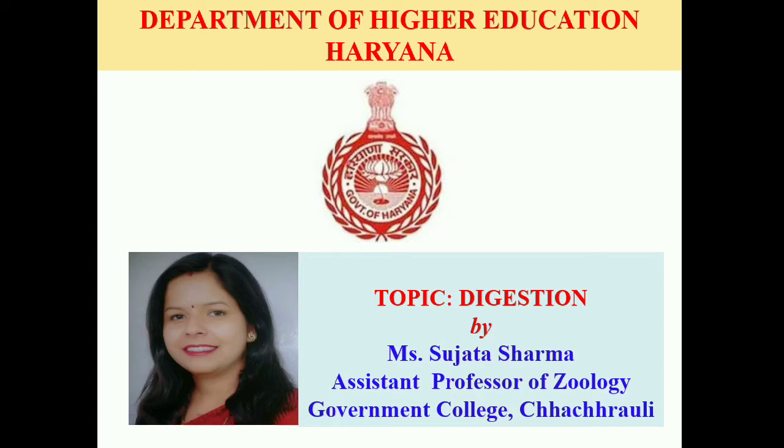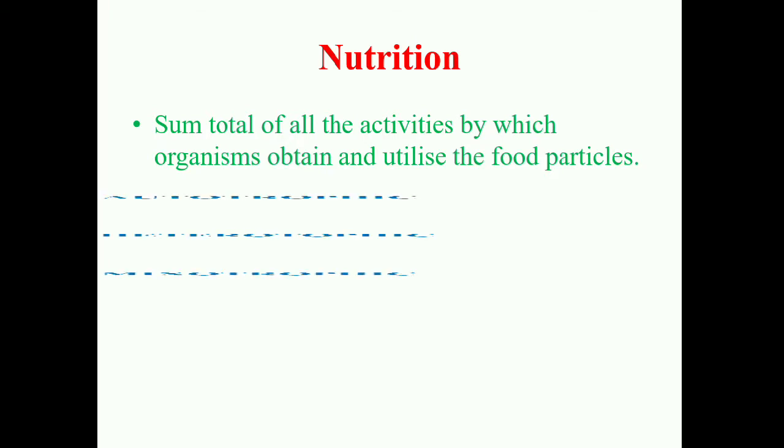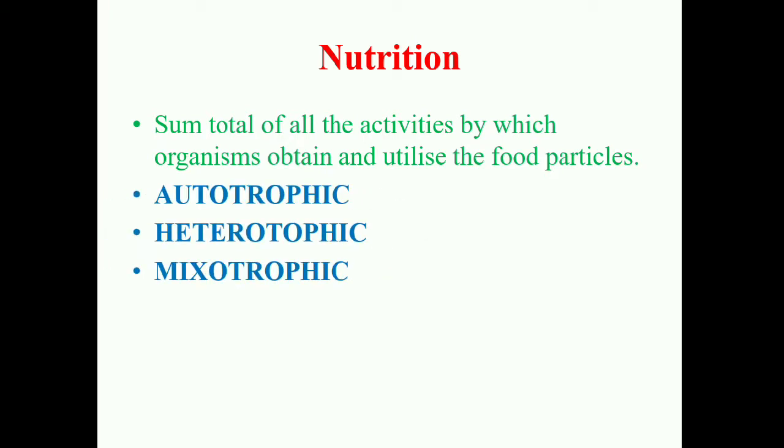Again here to explain you next topic, that is digestion. Now digestion is related to a very important activity. We call it nutrition. So what is nutrition? Nutrition refers to sum total of all the activities by which organisms obtain and utilize the food particles. If I say, in the living world, there are three types of nutrition: autotrophic, heterotrophic and mixotrophic.